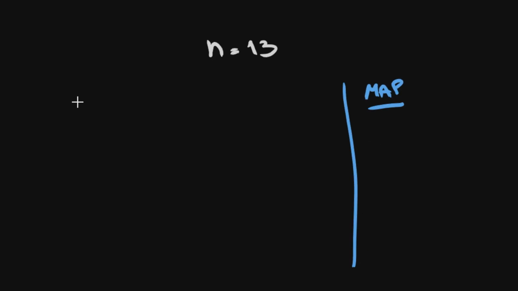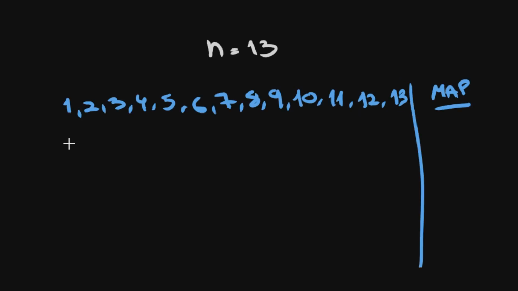Now let's say n is equal to 13. So we are trying to iterate over every number between 1 and 13. Here we will have a map to the right and we will have these numbers in the sequence. And each time we want to get the sum of the digits in every number. So the sum for the first iteration will be 1 and so on.